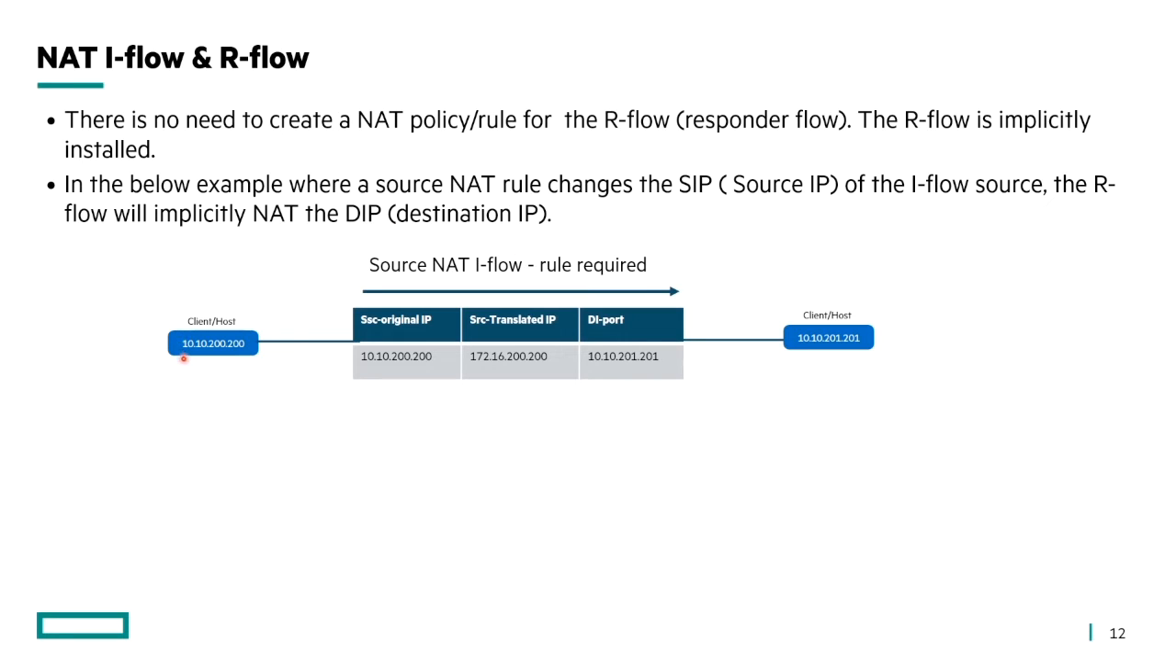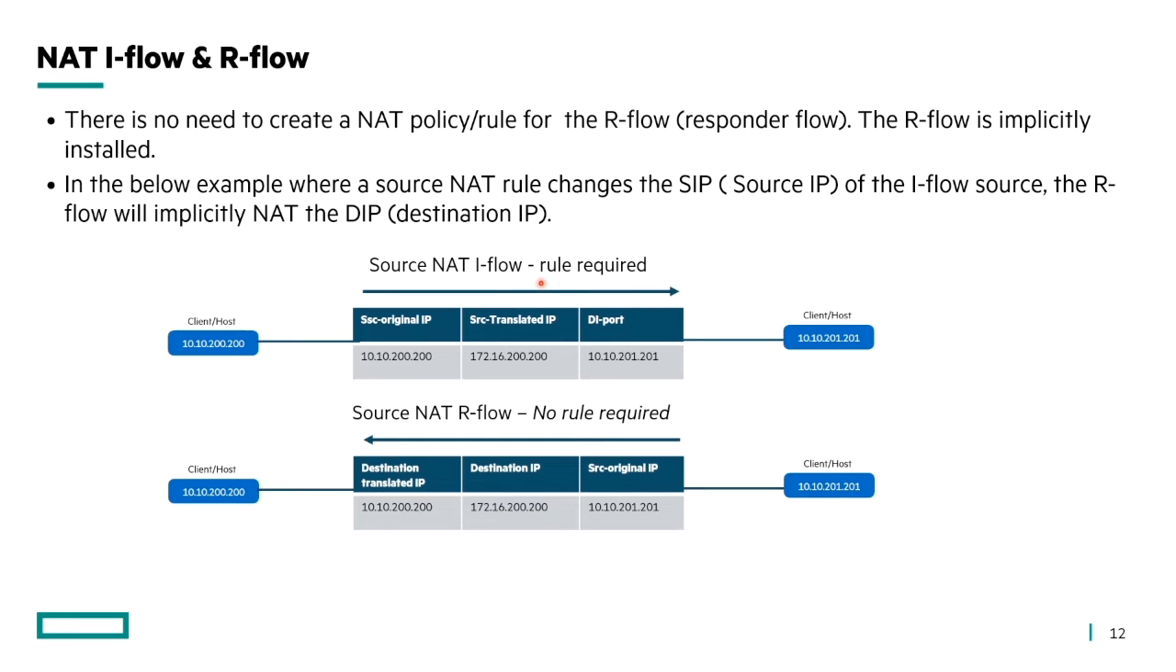So let's talk this through. We've got a client host of 10.10.200.200. This is the original IP address. Now this is a source NAT rule. It doesn't have to be a source NAT rule, but it is in this example. The source IP is translated to 172.16.200.200. The destination IP does not change, and that is outbound. That's the iFlow, and the rule is required for this.